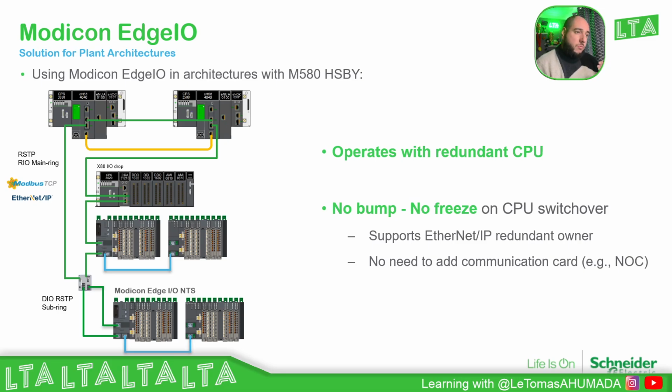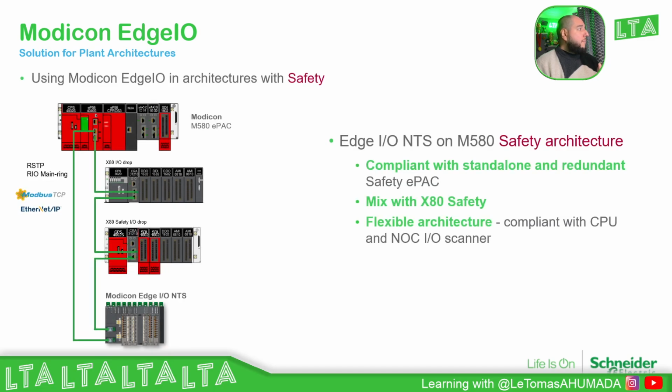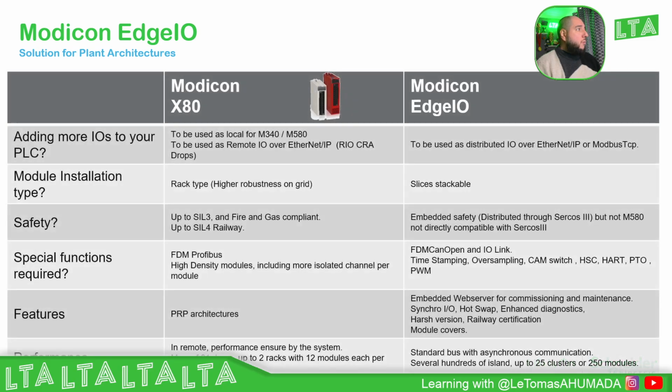So in case you cannot go with the X80 due to the price or something, you can still go for the Modicon EdgeIO in the RIO topology, okay. The same can be applied for the safety solution. On the safety side and the safety controller, we have the possibility to use this as a RIO, which is good. Otherwise you can probably go for the NOC and connect it as a DIO, okay. So this is the whole panorama. It's a pretty good change compared with the STB. Now, which one to select? That's the main question.